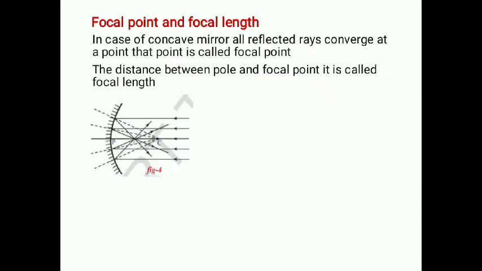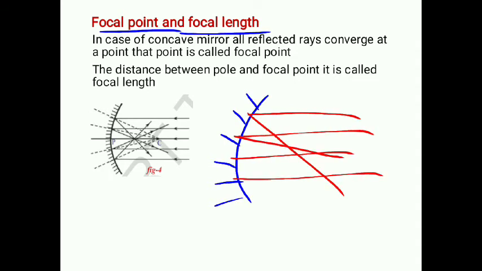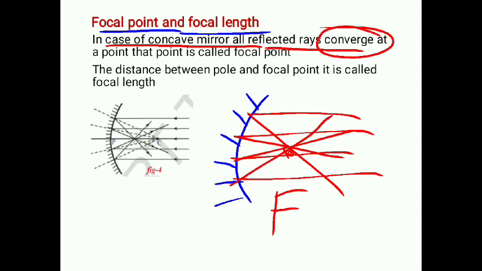Now let us define what is focal point and focal length. In case of a concave mirror, this is a concave mirror and these are parallel rays. These parallel rays will get reflected and intersect at a point, and that point is said to be the focal point. So in case of a concave mirror, all reflected rays converge or intersect at a point. That point is called the focal point.